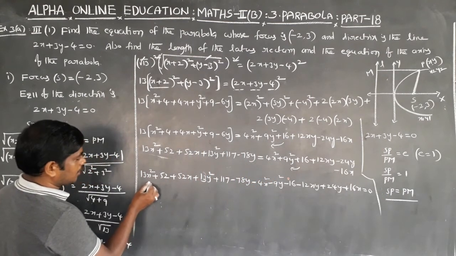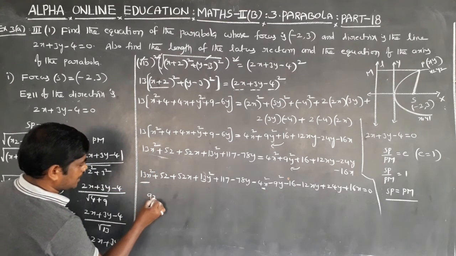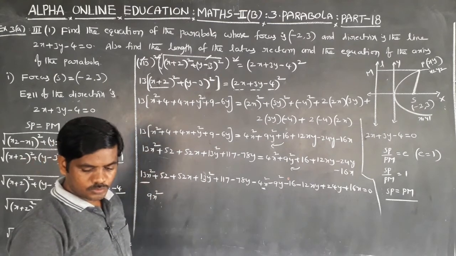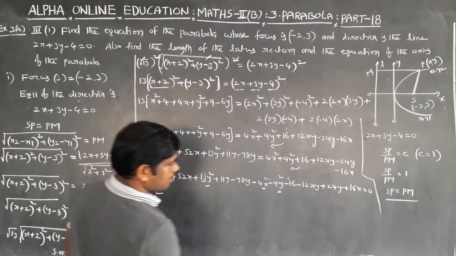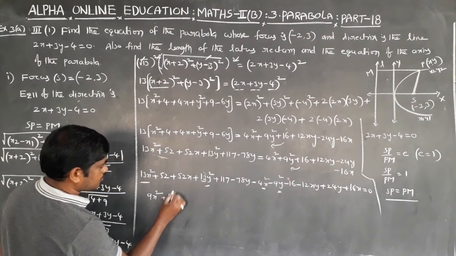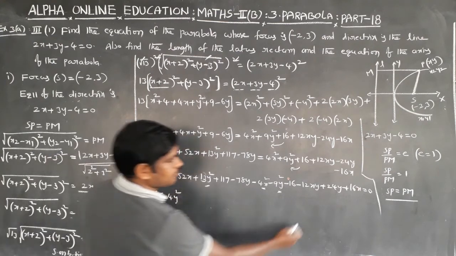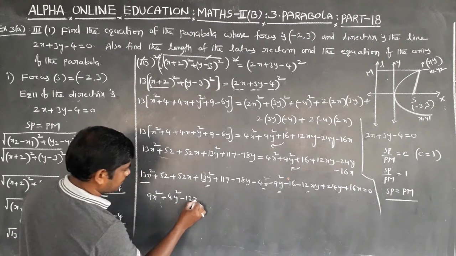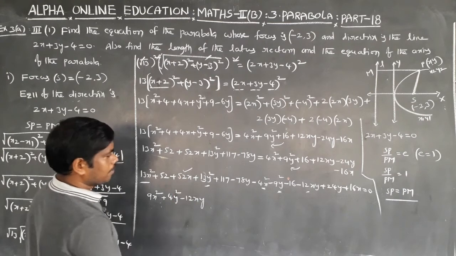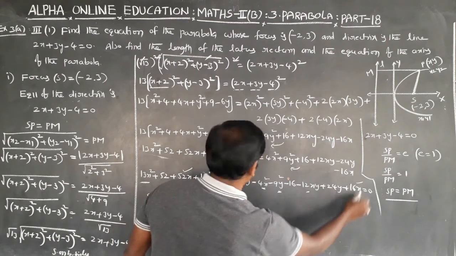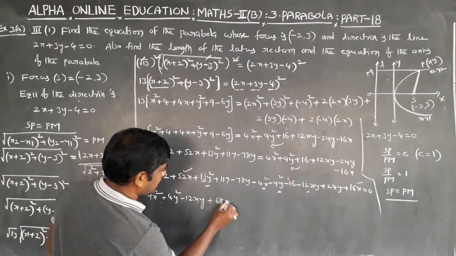Write down orderly. 13x square minus 4x square is 9x square. Next one is y square: 13y square minus 9y square is 4y square. Next one, minus 12xy. Next x terms: plus 52x plus 16x, 52 plus 16 is 68x.